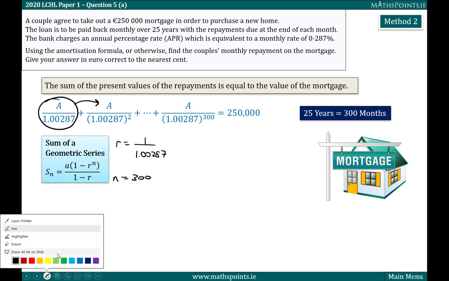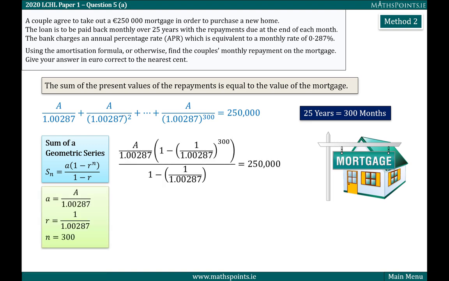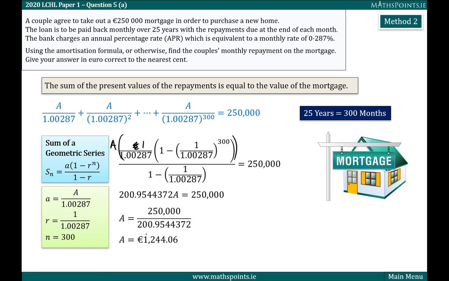So we pop them into the formula, and we can't put the A into the calculator, so we replace that with a 1, and we imagine that the A is outside of all this. We put everything else into the calculator and let it equal 250,000. So when we put it into the calculator, we get 200.95. A is equal to 250,000. Divide 250,000 by 200.95, and we get that A is equal to 1,244.06, which is exactly the same amount as when we had used the amortization formula before.